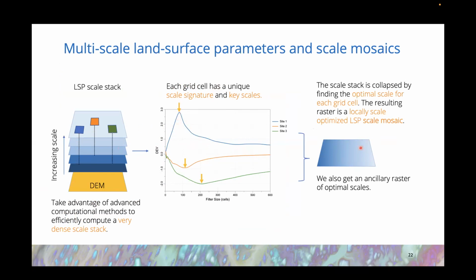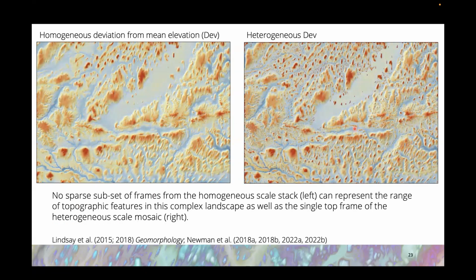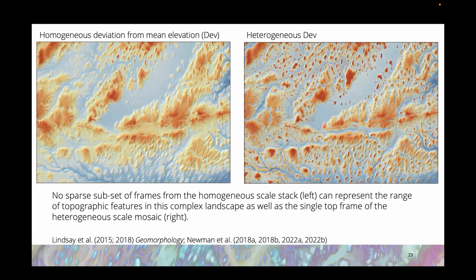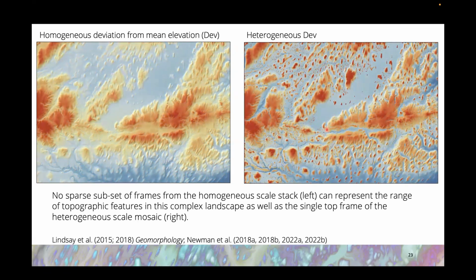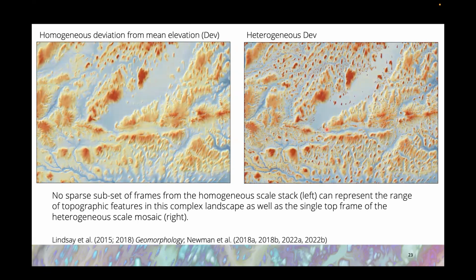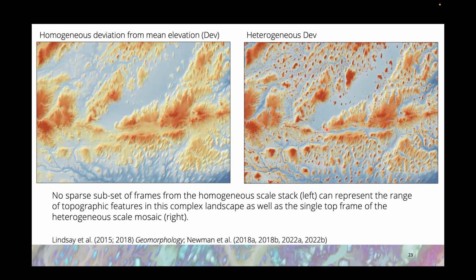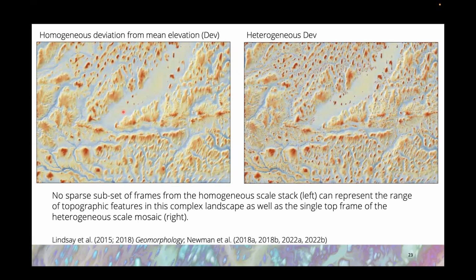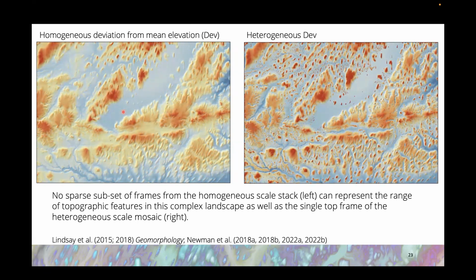We then collapse that scale stack for each pixel with each characteristic scale in a way where we create what I refer to as an LSP scale mosaic. And these LSP scale mosaics, like what we have on the right here, have the ability to represent complex landscapes that have many different landforms at different varying scales in a much, much better way than the traditional multi-scale approach of just modeling at many uniform scales.